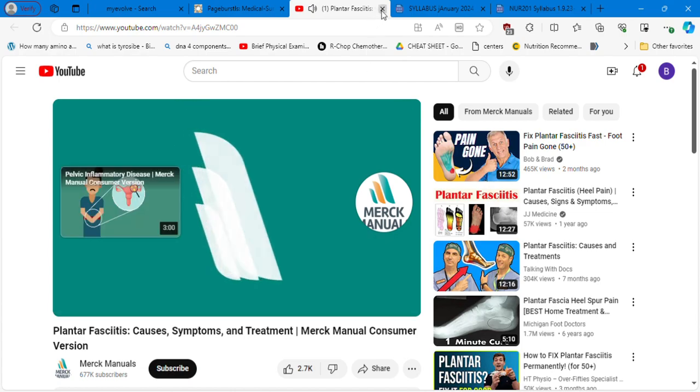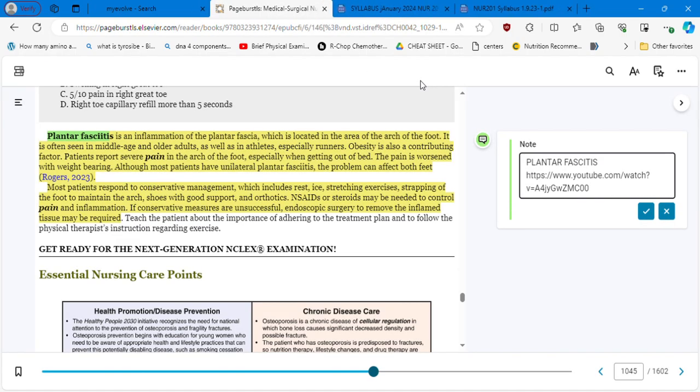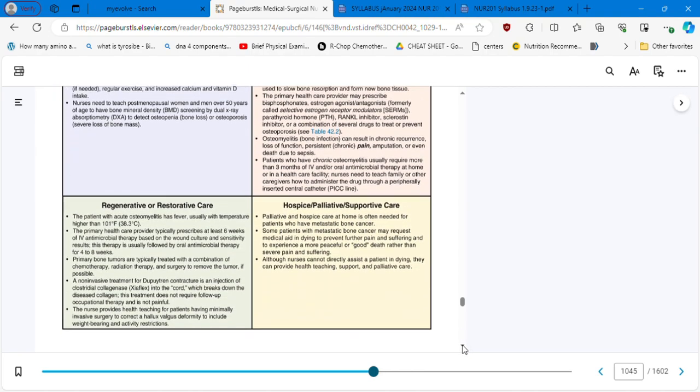Excellent. So that's plantar fasciitis, and if conservative measures are unsuccessful, endoscopic surgery to remove the inflamed tissue may be required. So this is all about this chapter.